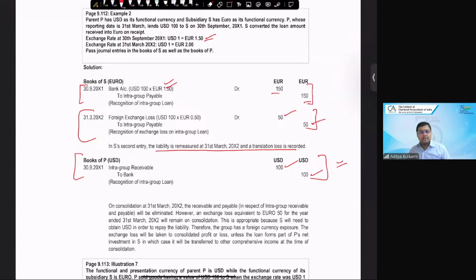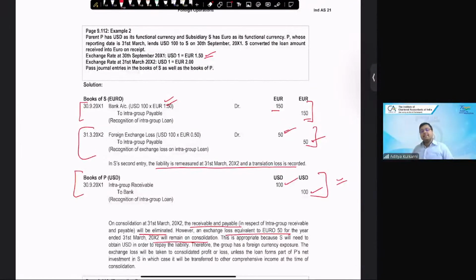the balances will get eliminated. But my question is, on consolidation, the receivable and payable will be eliminated, but the exchange loss of 50 euros will remain on consolidation. Should I keep it or should I eliminate that also? Answer is no. You should keep it. Why? Because from a group perspective, you are exposed to currency fluctuation risk. From a group perspective, S is exposed to currency fluctuation, and since S is exposed, it is but natural that the group also will be exposed to currency fluctuation risk.